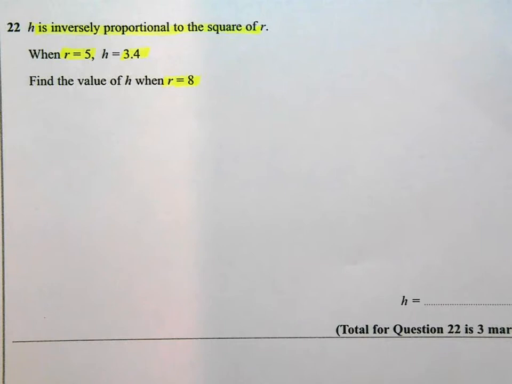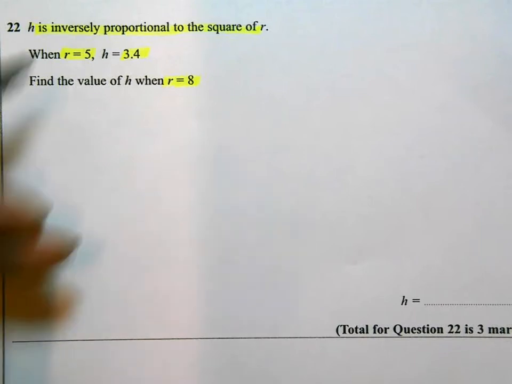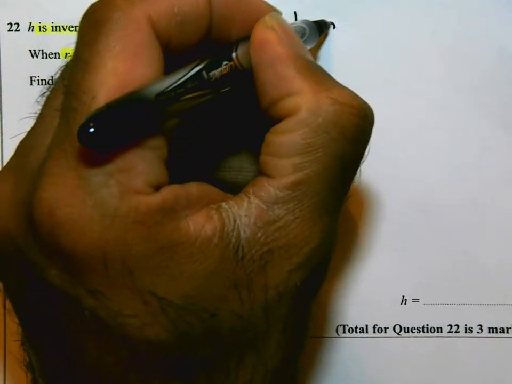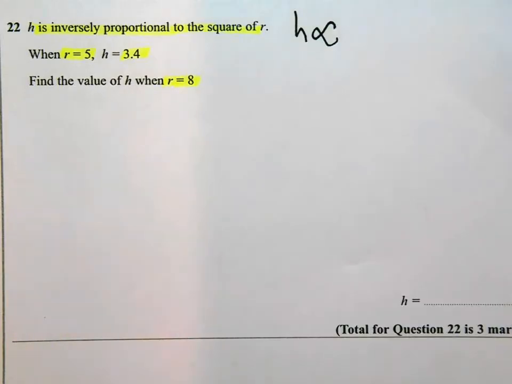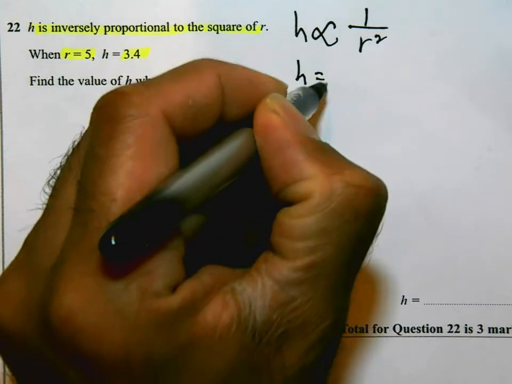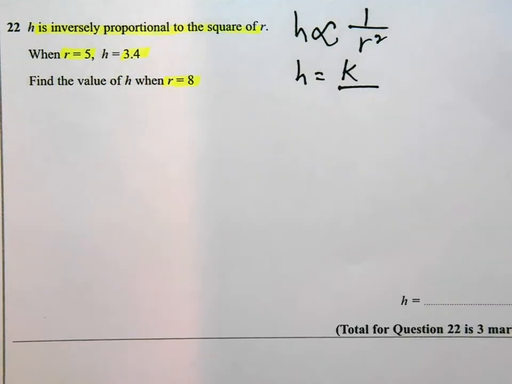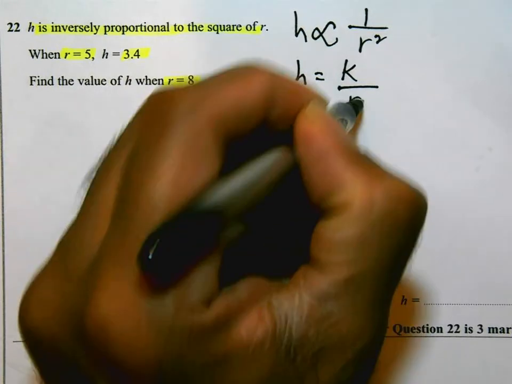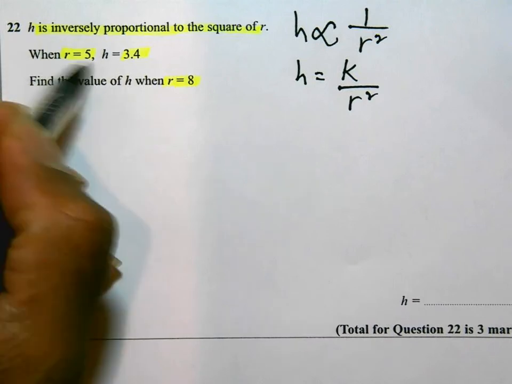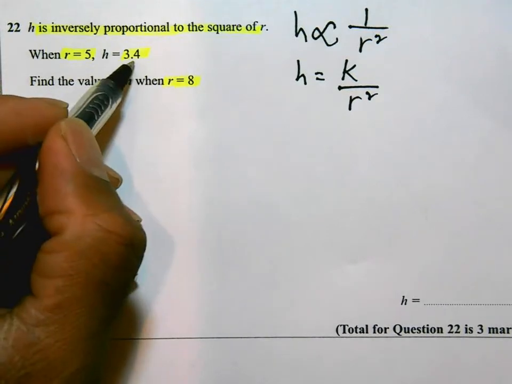So this is actually a pretty standard question, but I need to first of all write that first line in mathematical terms. So h is inversely proportional to r squared, so inverse means it's 1 over r squared. If I write that as an equality, that means that h is equal to some constant k over r squared. At this stage, what you know is that r is equal to 5 and h is equal to 3.4.